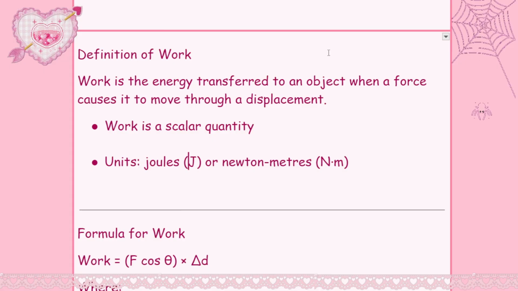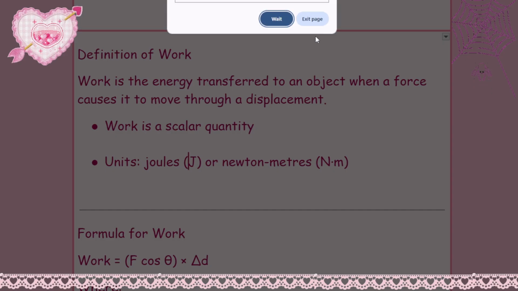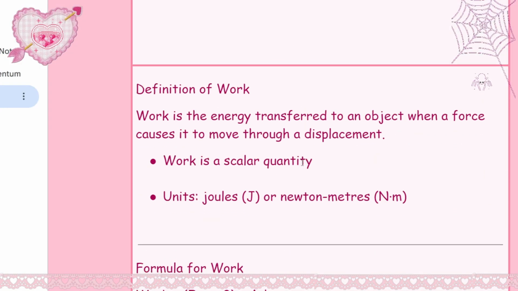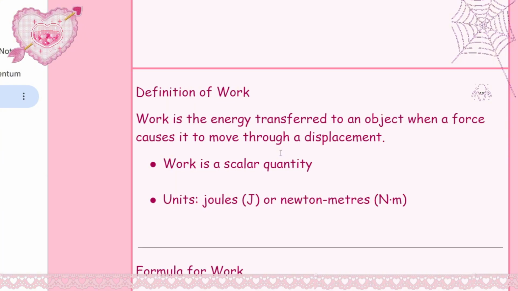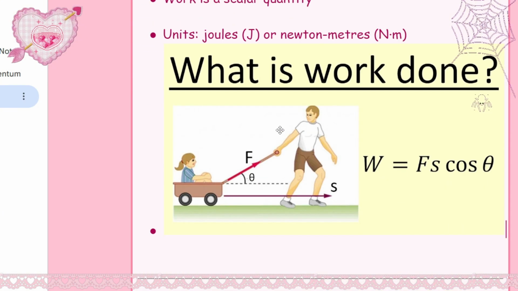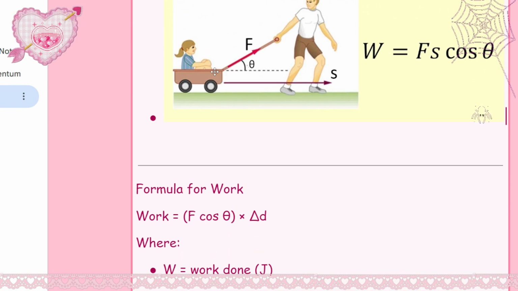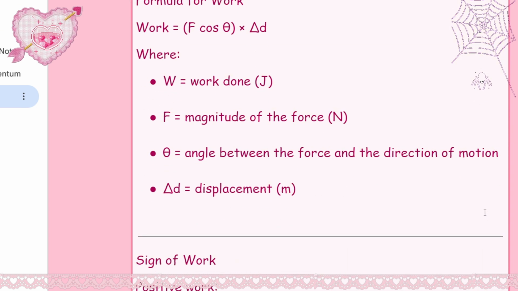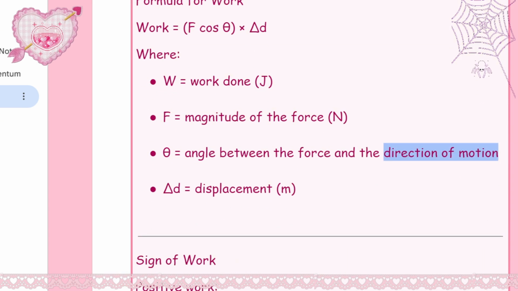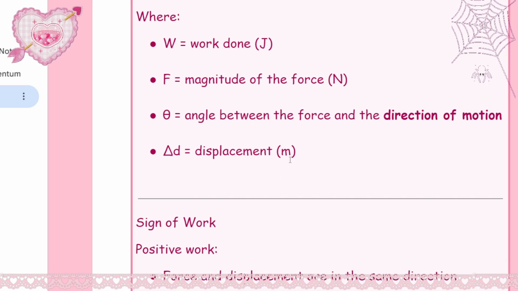So imagine this. You are moving along this line. You're displacing as you move, move, move. Look here. We're moving and there's force, there's a displacement, and theta is basically the angle between the force and the displacement, or the direction of motion. So wherever you're moving, that's the angle.